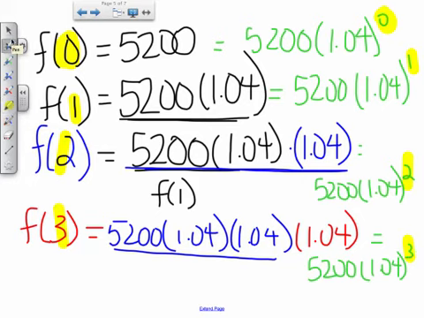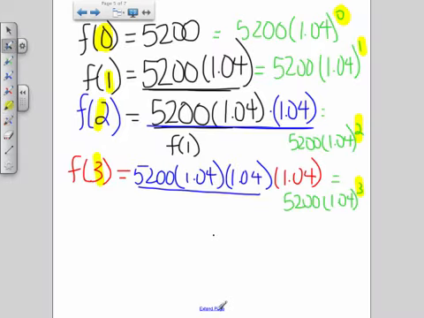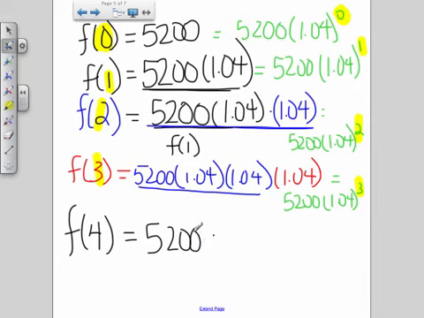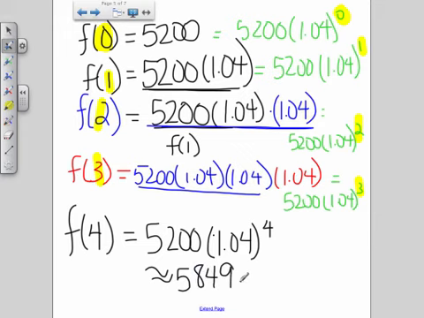Let's write out the formula for f of 4. So f of 4 would say 5,200 times 1.04 to the 4th power. I want you all to type that into your calculators, please. See what you get. When you type it into your calculator, you will end up getting about $5,849.29. Okay, so this is your answer, another way to do it.